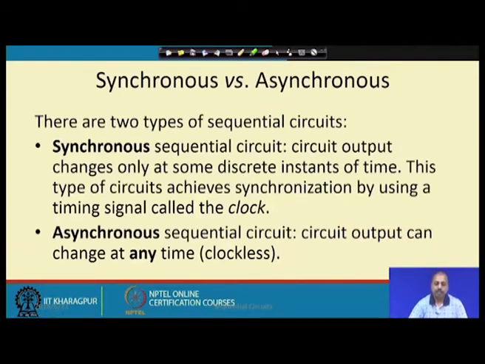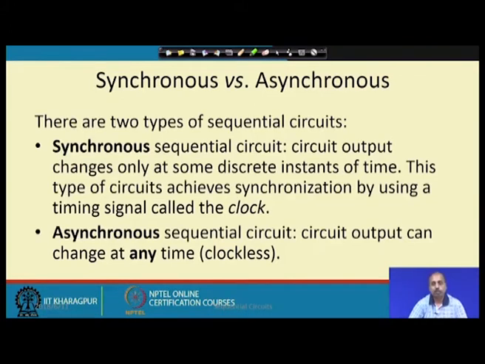Another type of categorization in the case of sequential circuits is synchronous sequential circuit versus asynchronous sequential circuit. In a synchronous sequential circuit, the output changes only at some discrete instants of time, and this type of circuit achieves synchronization by using a timing signal called the clock. Just some time back I have already introduced the clock signal. Naturally the question comes, can we have a sequential circuit that does not have any such timing signal like a clock? The answer is yes, there can be.